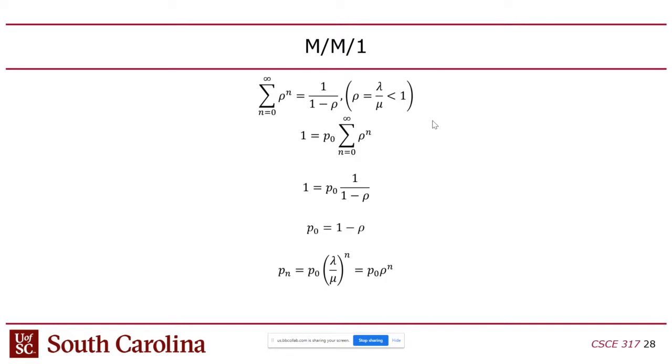Okay, so the problem is that we need P sub n. We still need to know the probability of being in state, I don't know, 7, for instance. So we can go in and replace, remember we had basically P sub n was P sub 0 times lambda over mu to the nth power, right? Lambda over mu is rho, so we can drop rho in. And now that we know P sub 0, we can substitute that in. So P sub 0 is 1 minus rho, and we can multiply that by rho to the nth power, and that gives us the probability of being in state n.